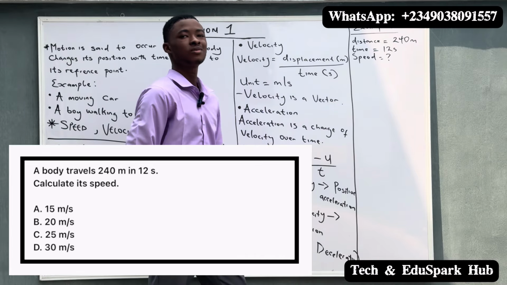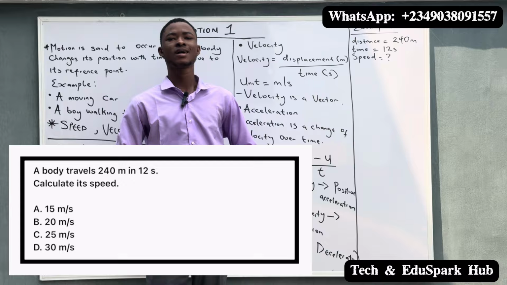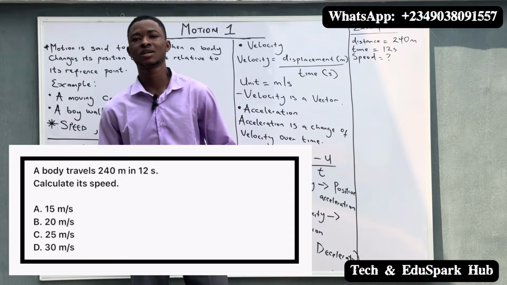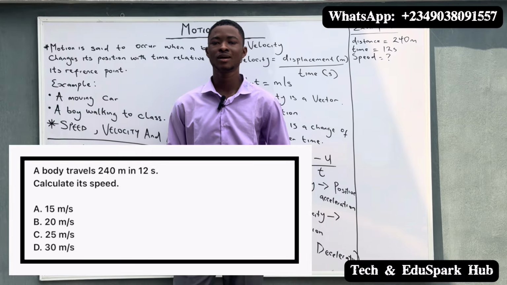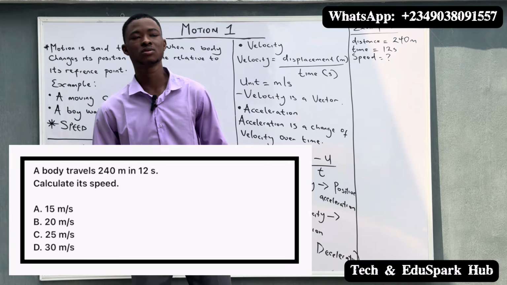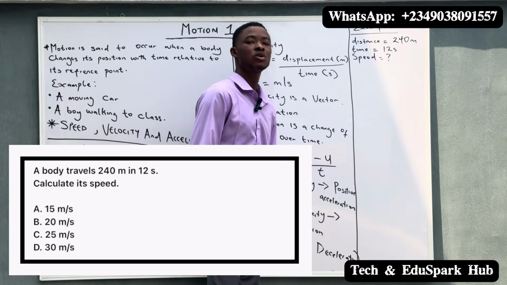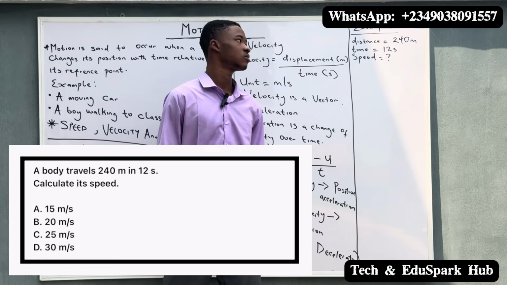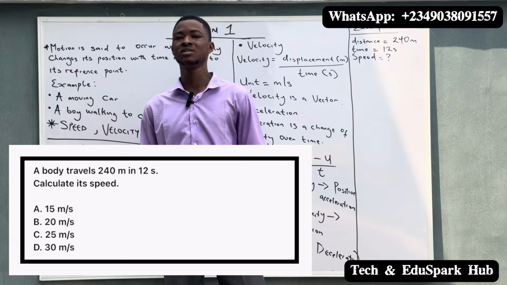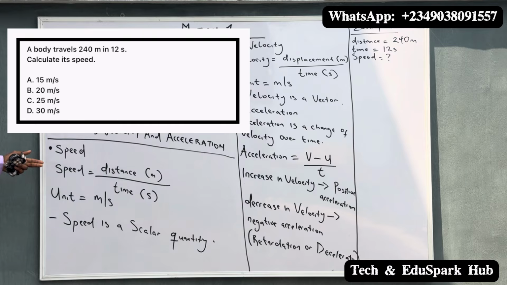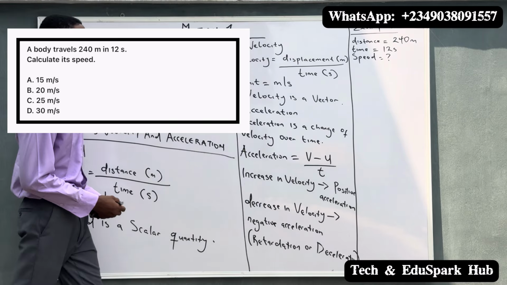So whenever you want to solve any question, the first thing to do is to write the given parameters in the question. When you write the given parameters, you'll be able to know the formula that you are going to apply to that type of question. So in this case, we're given the distance, which is 240 meters, and the time, which is 12 seconds. And the question is asking us to calculate the speed. Looking at the formula for speed, we said speed is the distance covered over time. So we can apply this formula to get our speed.